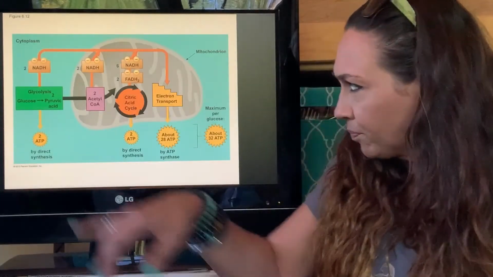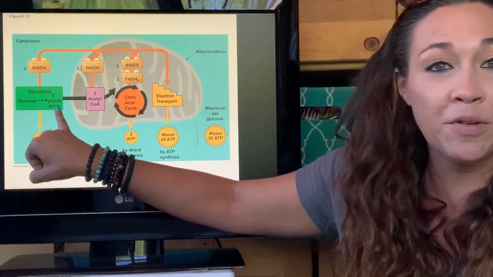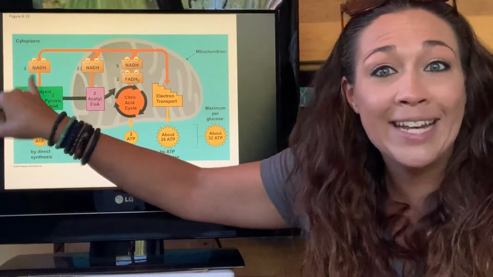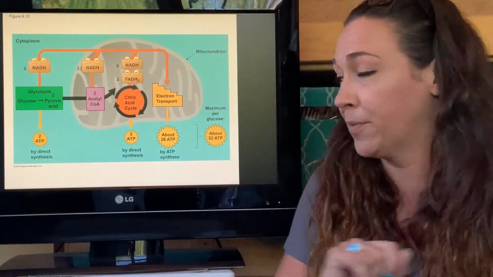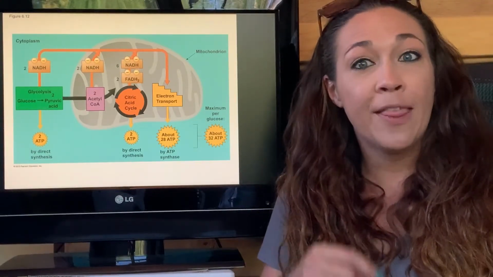Okay, so in glycolysis, we took 1 glucose molecule, we made 2 pyruvic acids, we made 2 ATP, and we made 2 NADHs. Remember, the NADHs are just storing those electrons for later use. Now we are going to actually enter the mitochondria.